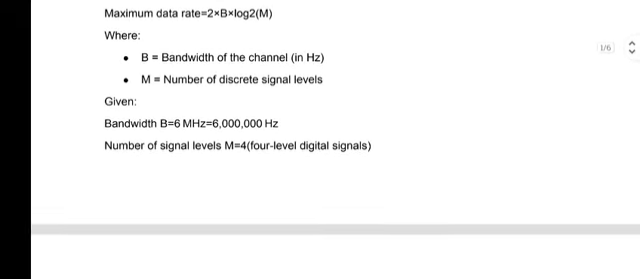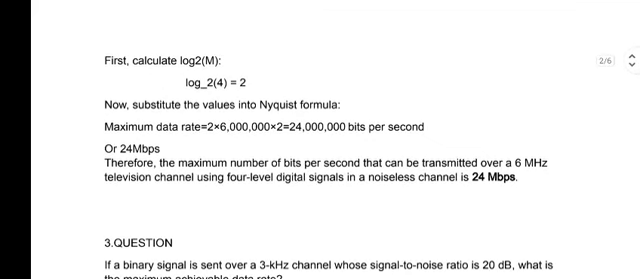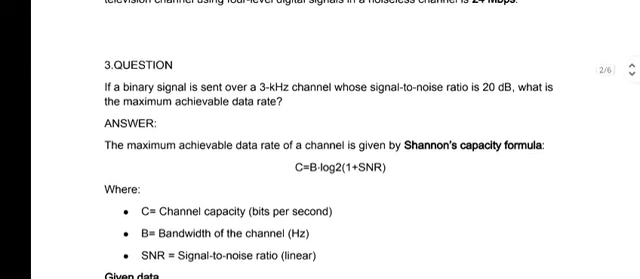Given bandwidth B equal to 6 MHz and number of signal levels M equal to 4. First, we calculate log M to the base 2 and substitute the values into the Nyquist formula. Therefore, the maximum number of bits per second that can be transmitted over a 6 MHz television channel using 4-level digital signals in a noiseless channel is 24 Mbps.